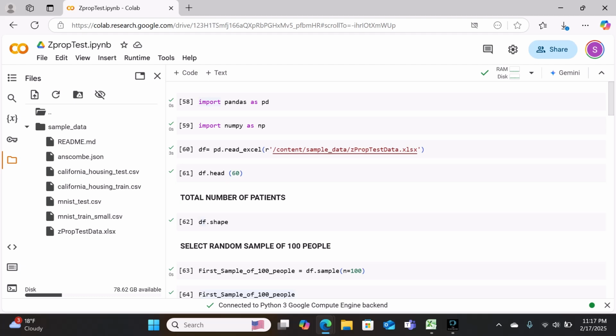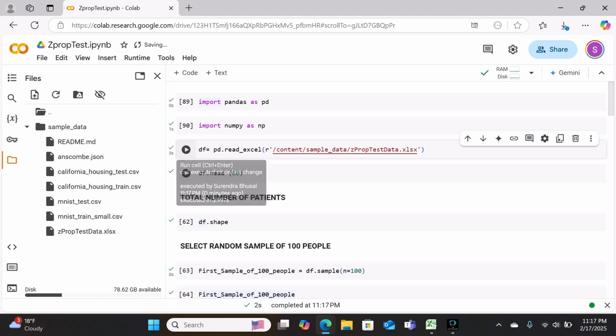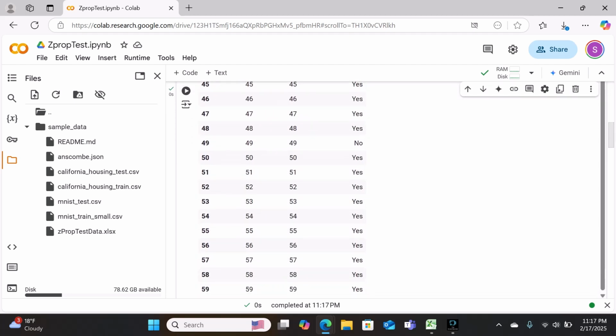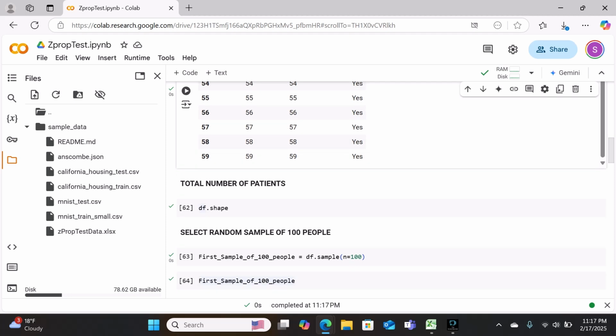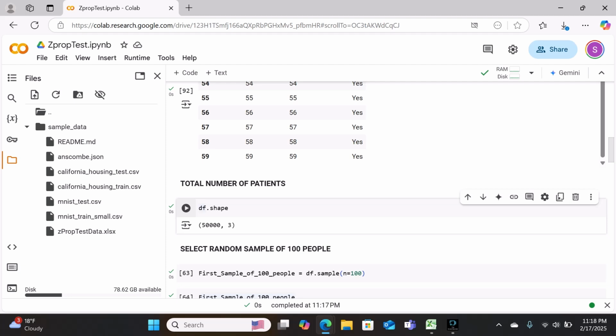To understand what I am trying to show you today, you don't need knowledge of Python coding. So please follow along with me. First we read the data in a coding cell, and after we have read the data, we can see the data here. So the data has been uploaded. We can look at the total number of patients in our data set, that is 50,000.